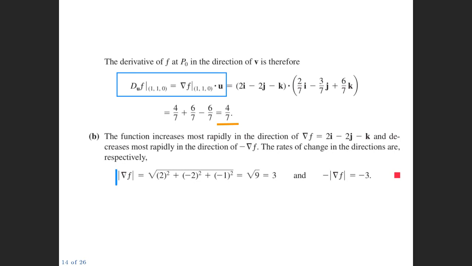If I was writing it, I would use 2 double lines: double line, nabla f, double line, and that's equal to 3. And the least possible value of the directional derivative is minus the norm of nabla f. So the smallest possible number for the directional derivative is minus 3.